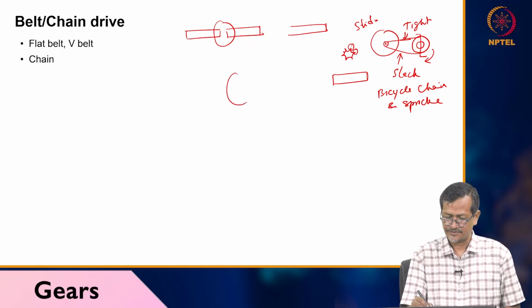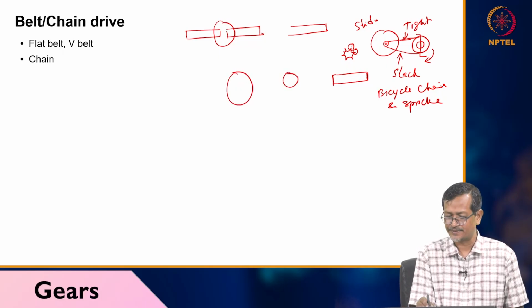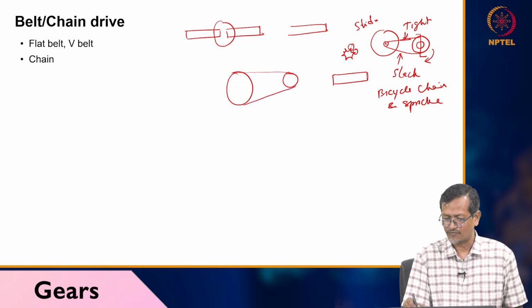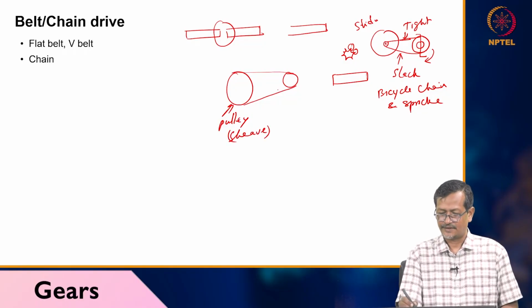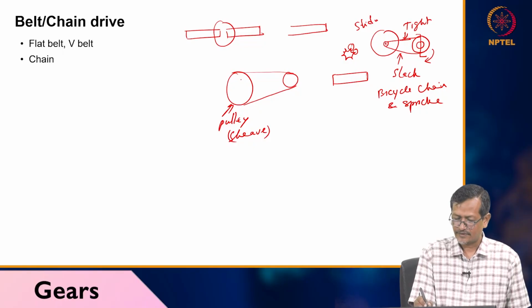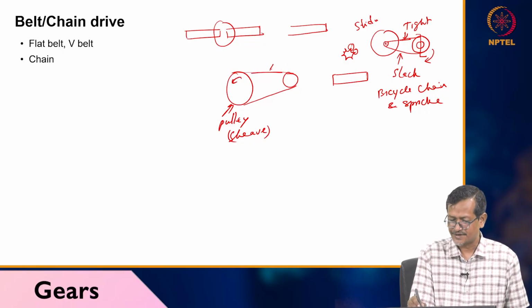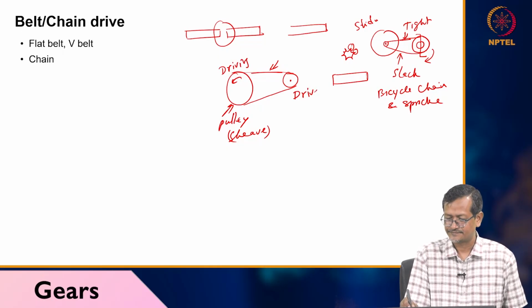Belt drive you may also have seen like this. Two pulleys will be there, and pulleys will be connected with a softer material. This is called a pulley, sometimes a sheave. Okay, so pulley 1, pulley 2, and again if it is rotating in this direction, this will be your tight side. Maybe this is driving, this is driven, belt. Okay, so this is the tight side, this is the slack side.